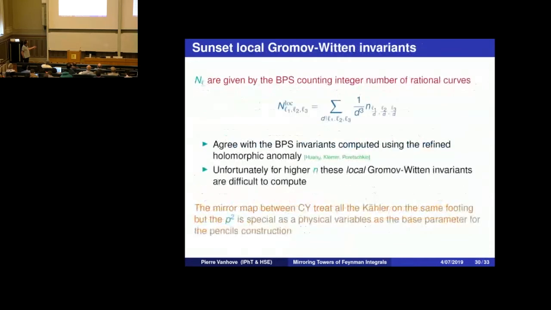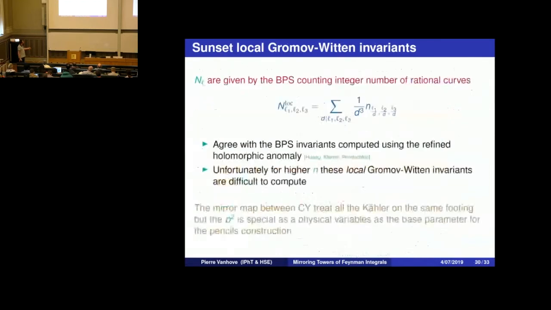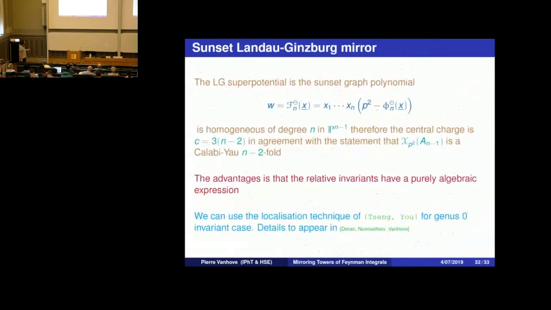So now what's happening is that what I call the classical period here, which is the thing that physicists compute, the maximal cut, by the Fano-Landau-Ginzburg mirror symmetry statement, should be identified with the regularized quantum period of the Fano. And this is precisely what we are doing.